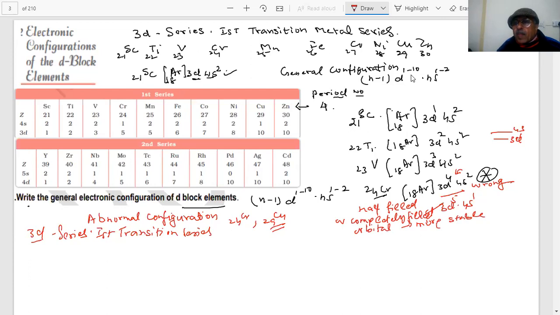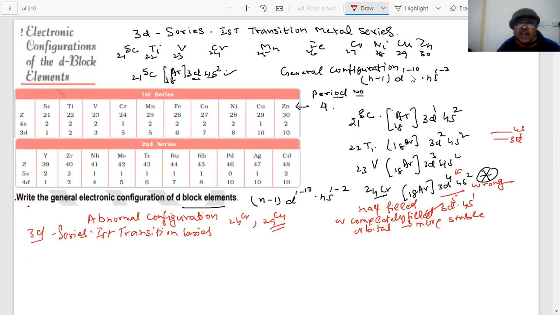Actually, there is a pairing energy. When pairing takes place, there is an energy cost, but the energy gap between these orbitals is so small that a mutual exchange of electrons is possible. So wherever more stability is there, they will acquire that.